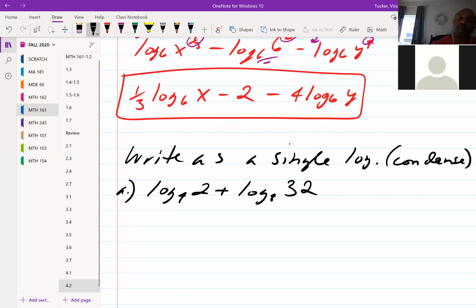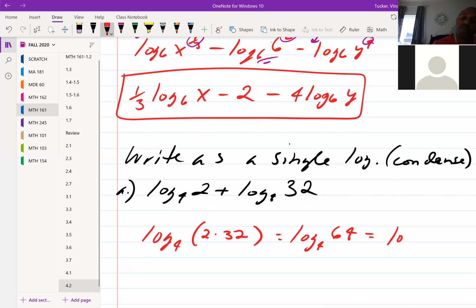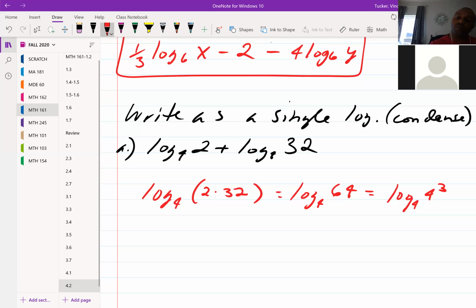All right. So remember, if it's addition, that means I can rewrite it as multiplication. So I can rewrite this as log base 4 of 2 times 32. So that would be log base 4 of 64. That's important to us because 64 is 4 cubed. Log base 4 of 4 cubed is 3.